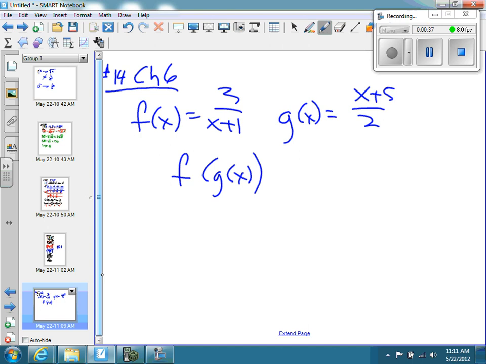If I'm finding f of g of x, it means I take what I have here for g of x, and I plug it into every instance of x in f of x. I like to use the example, if I was trying to find f of 3, it would be 3 over 3 plus 1. But I'm not finding f of 3. I'm finding f of g of x.